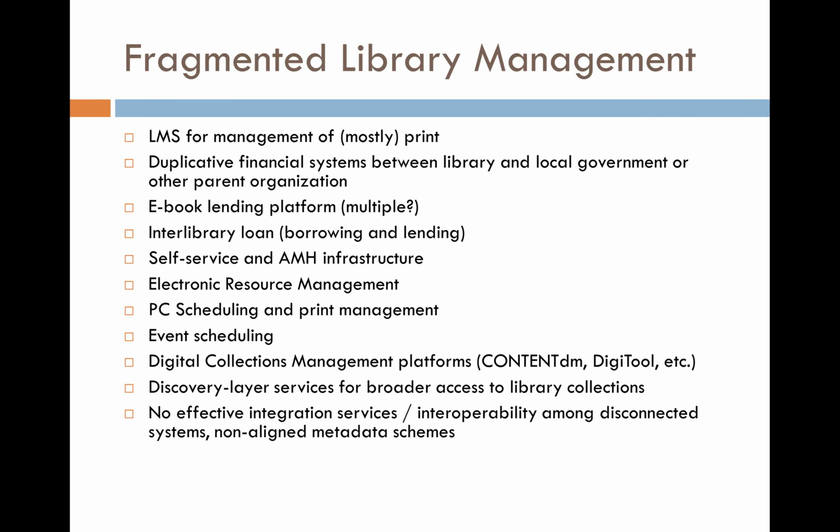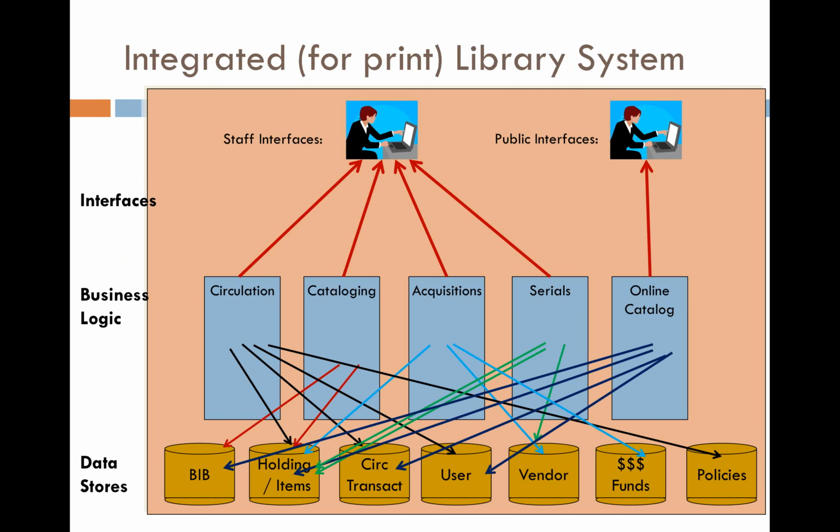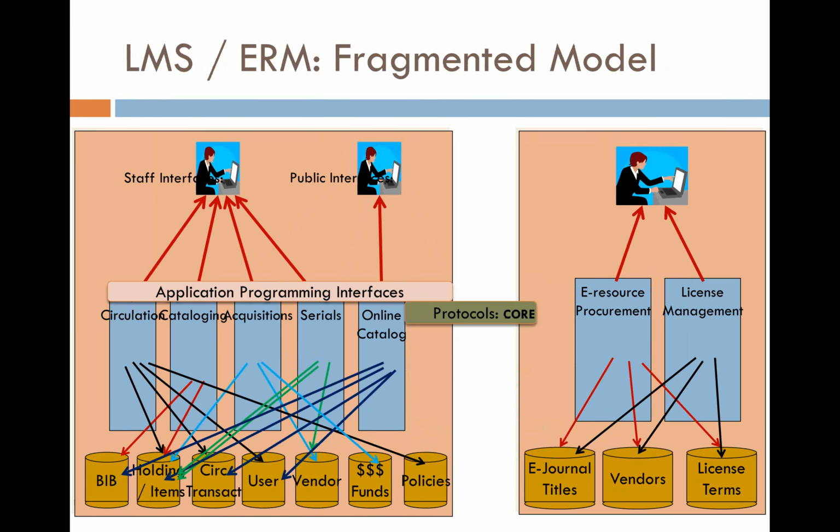I show this graphic of a typical integrated library system, and how it's shaped behind the scenes, with different modules and databases. It's a complex piece of software that was designed to manage print resources, and because of the way it was built, it really hasn't been able to evolve well into the realm of electronic resource management, which is so strategically important for academic libraries today.